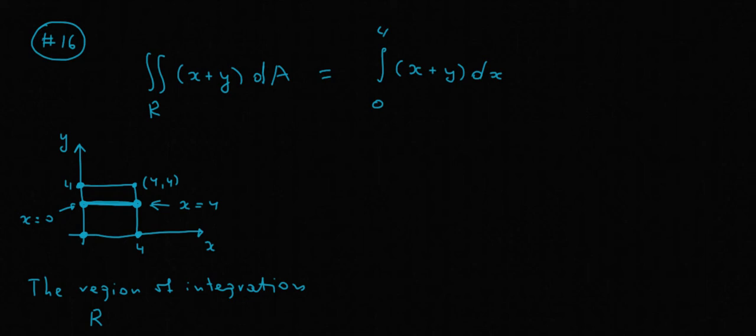Once this integration is completed, by the way, the answer will be a function of y. We will not get a number because we don't have a value of y specified. Once we have the result, we can integrate it over the y variable. And you can see that for the points inside our region of integration, the y coordinate ranges also from 0 to 4. So our second integration will also be from 0 to 4.